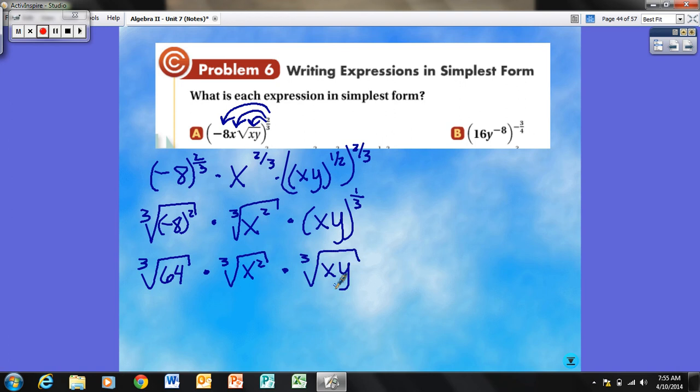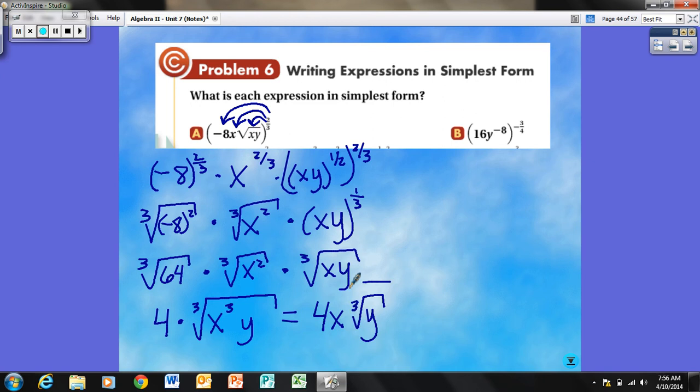And now I'm going to simplify this even more. The 3rd root of 64 is 4. And I can multiply that by the 3rd root of x. I'm combining these two together, so I have an x squared and an x, so that's going to be x to the 3rd and a y. Because I have the 3rd root of x to the 3rd, I could pull out an x, so my final answer is going to be 4x times the 3rd root of y. And that becomes your final answer for that problem.